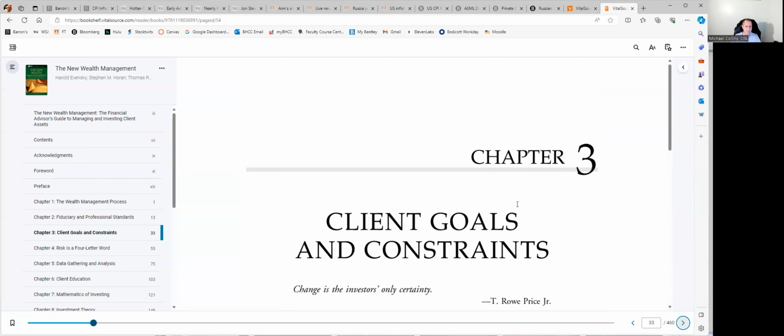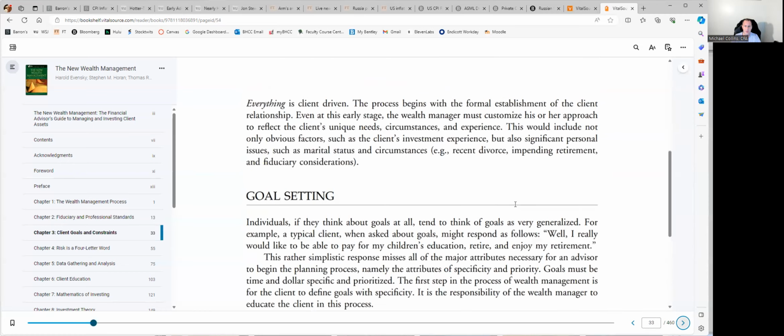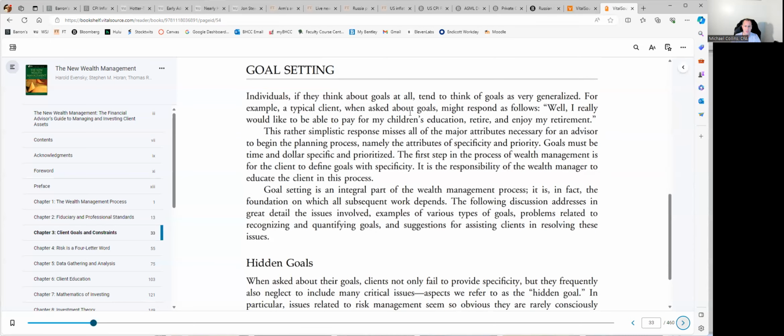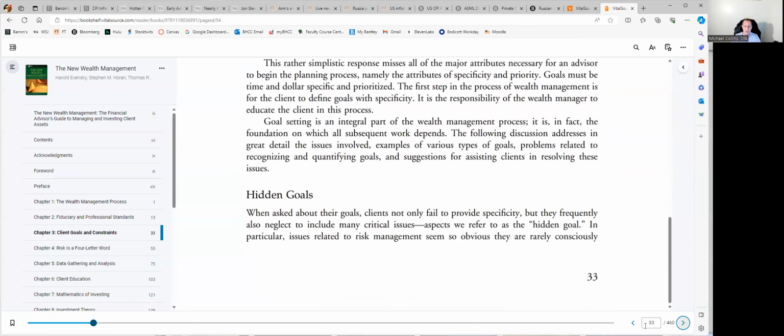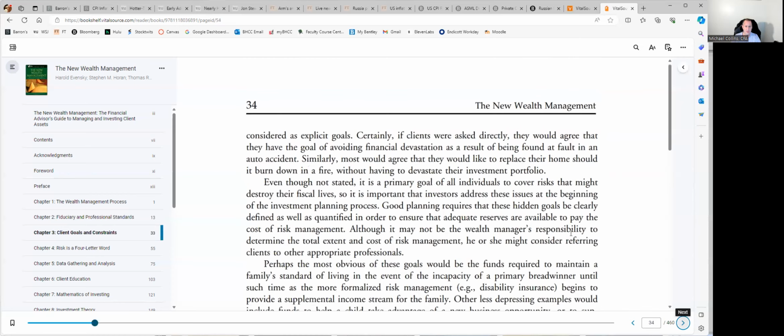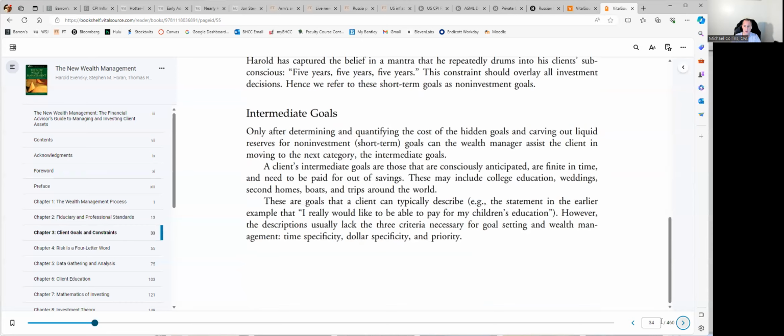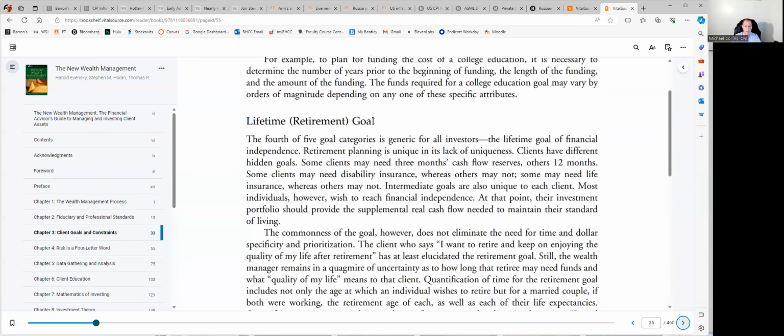Chapter 3, goals and constraints. So be familiar with the term goal setting and the term hidden goals. Be familiar with non-investment, intermediate, and long-term goals.